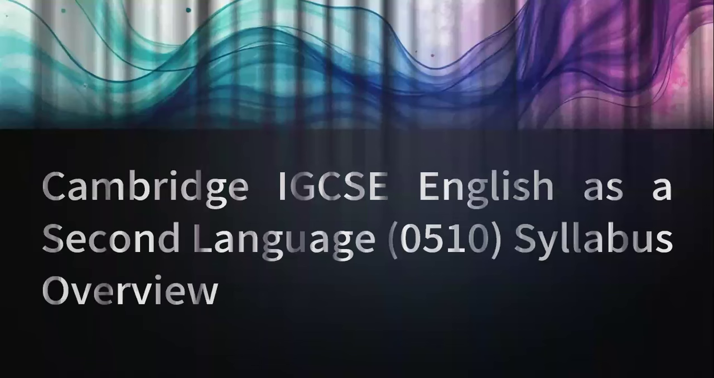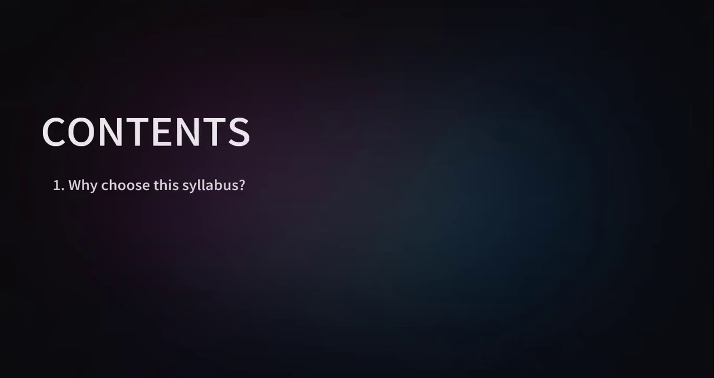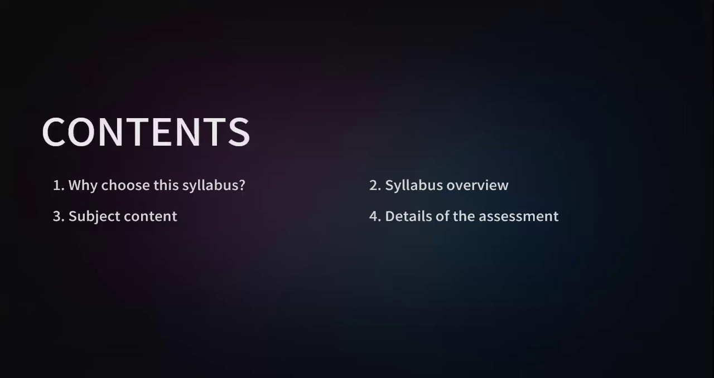So before beginning, let me give you an overview about the things that you are going to understand from this session. First and foremost, why to choose this particular syllabus, like what are the particular needs, what are the appealing features, or the key benefits that you are going to receive if you have opted for IGCSE qualifications. Secondly, with reference to our 0510, which is English as a Second Language, I will be giving you an overall overview of the syllabus. Then we will discuss the subject content. We will also discuss the details of the assessment, and at the end, I am going to cater to your queries. So let's begin.